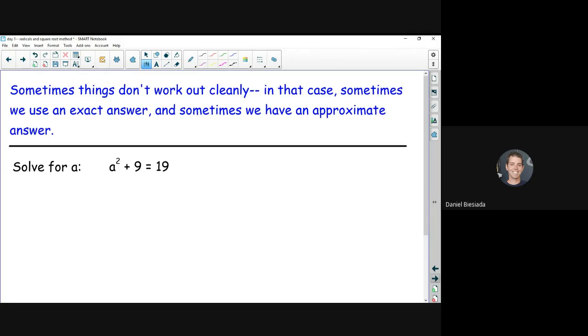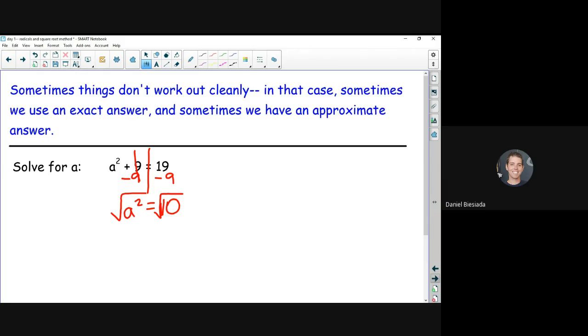So our next example, we've got a squared plus 9 equals 19. Now, if my goal is to get a squared by itself, the first step you would probably say, and you would be correct, is to subtract 9. We're trying to get a squared all by itself. But at this stage, a squared is by itself. I will take a square root.